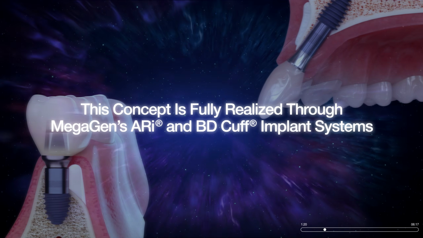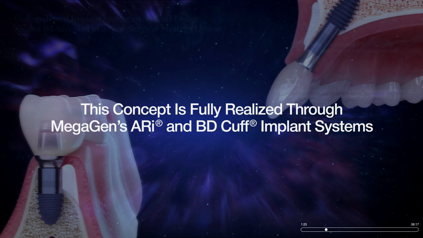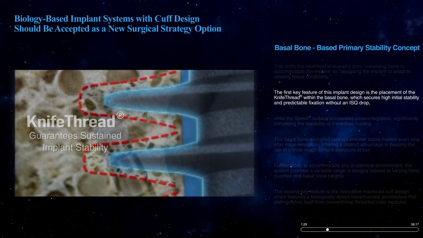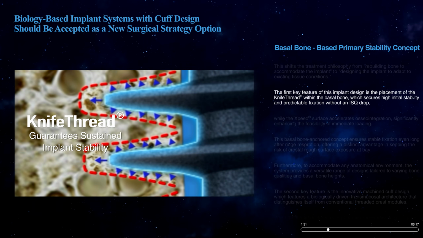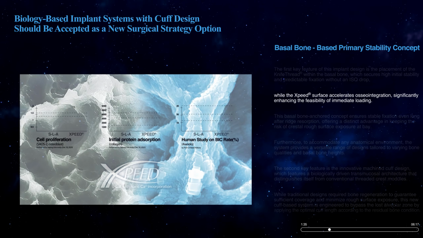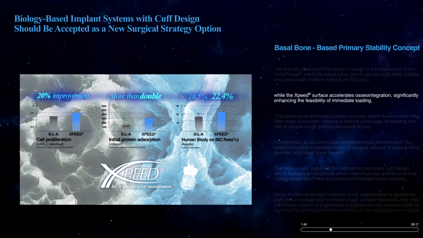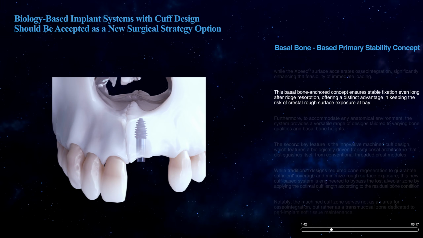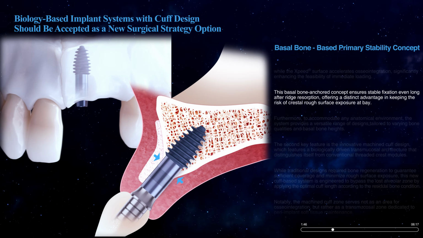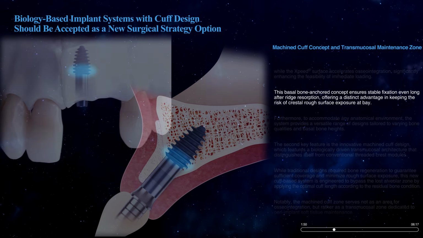This concept is fully realized through MegaGen's RE and BD cuff implant systems. The first key feature of this implant design is the placement of the knife thread within the basal bone, which secures high initial stability and predictable fixation without an ISQ drop, while the X-bead surface accelerates osseointegration, significantly enhancing the feasibility of immediate loading. This basal bone-anchored concept ensures stable fixation even long after ridge resorption, offering a distinct advantage in keeping the risk of crestal rough surface exposure at bay.